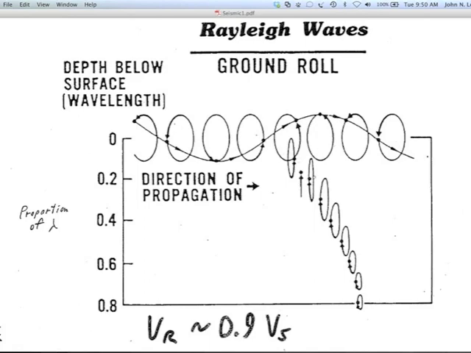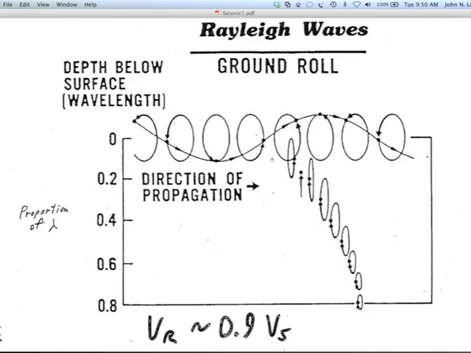Now the Rayleigh wave dies out as you go down in depth. There's kind of a skin depth. And when you get deep enough, the Rayleigh wave shaking is very small. Now, this shaking in both the horizontal and vertical direction actually makes these retrograde circles.